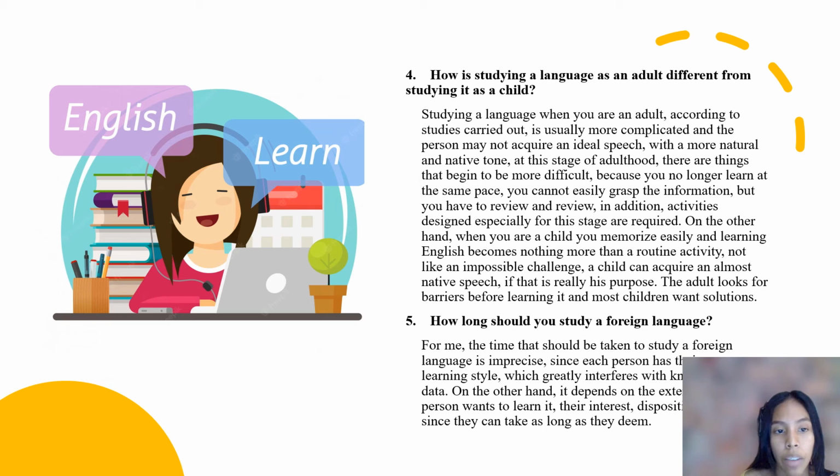On the other hand, when you are a child, you memorize easily and learning English becomes nothing more than a routine activity, not like an impossible challenge. A child can acquire an almost native speech if that is really his purpose. The adult looks for barriers before learning it, and most children want solutions.